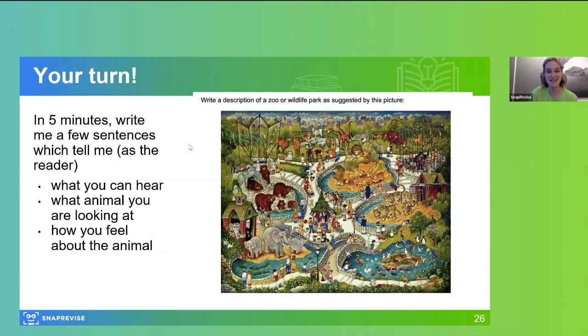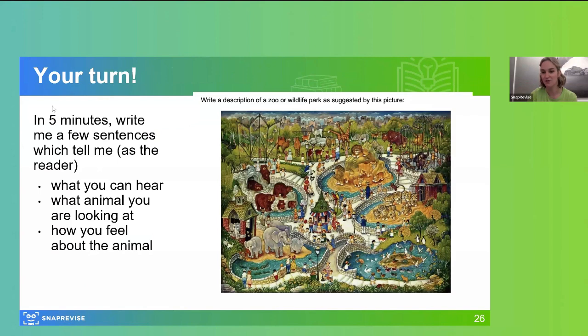So, in 5 minutes, I would like you to please write me a few sentences which tell me as the reader what you can hear from this picture, what animal you are looking at, and how you feel about that animal. This is just a little exercise to get you thinking creatively.